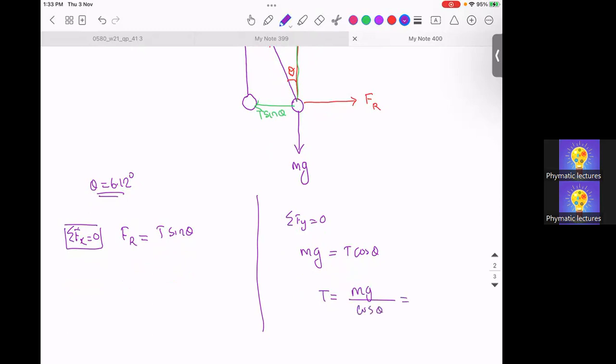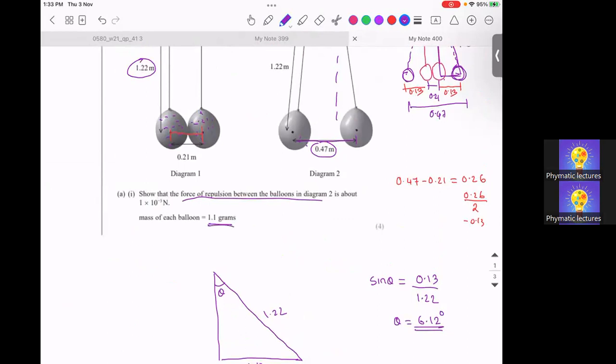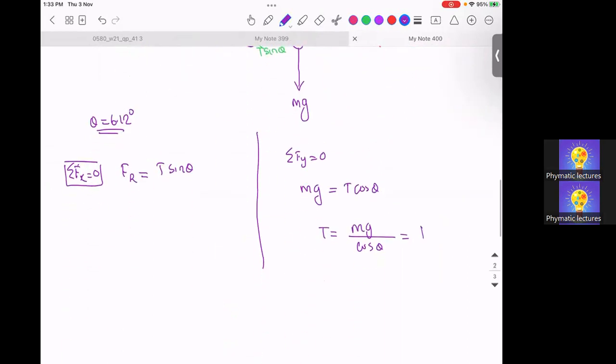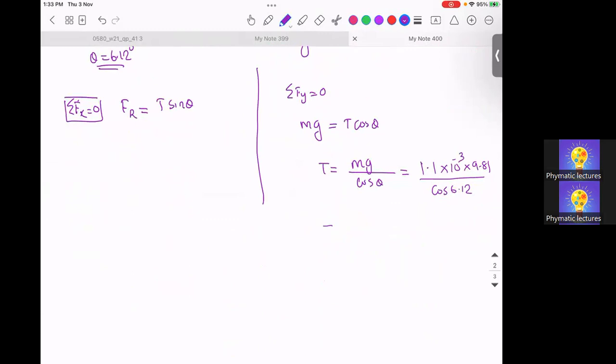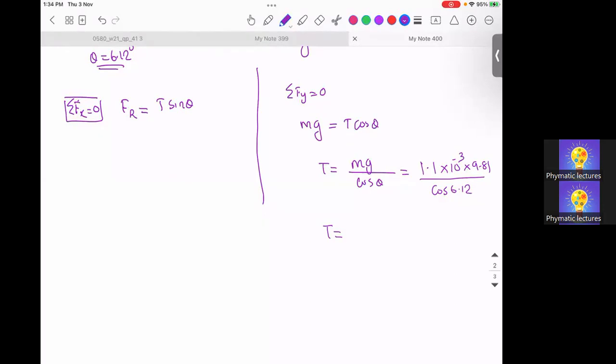The mass is given in this question. What is the value of the mass? 1.1 grams. So 1.1 into 10 to the power of minus 3 into 9.81, because the acceleration due to gravity is 9.81, divided by cos of 6.12, correct? So this will help us to find the value of the tension. So take your calculator and find the value of the tension. If you substitute this value, we will get 0.01085 Newton.